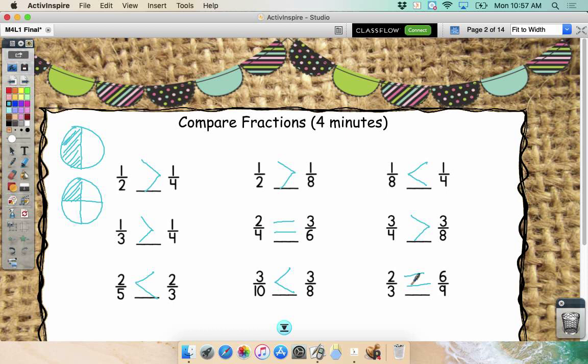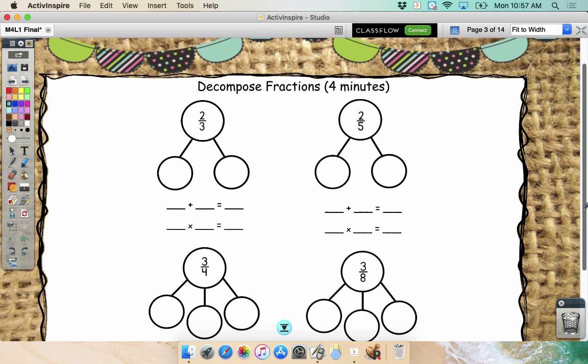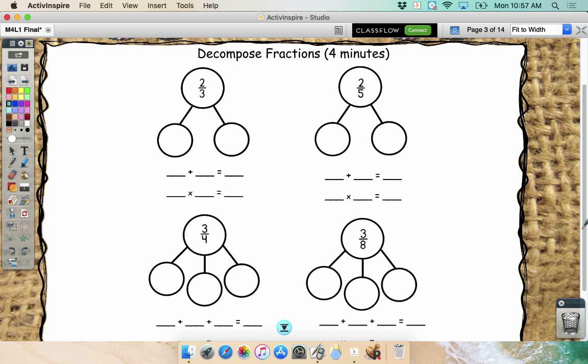Okay, so that's a little review. That's actually 4th grade review, okay? So let's move on and let's do, this is a 5th grade review. I know, you like number bonds, don't you? Okay, so if I were to decompose 2/3, it'd be 1/3 plus 1/3.